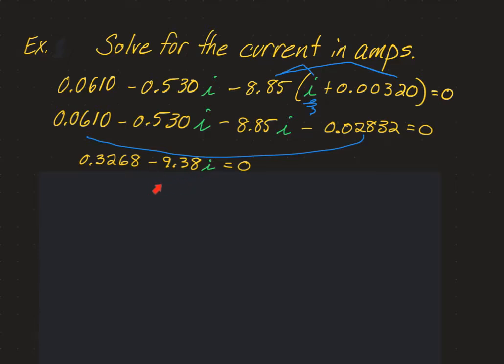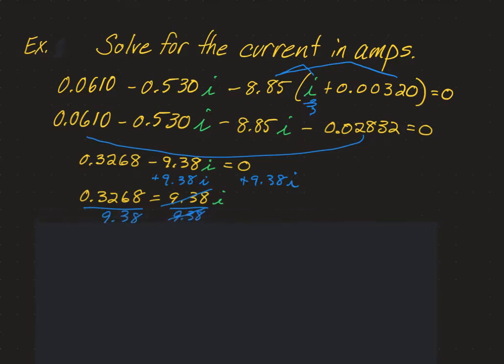Now I'm going to do something a little bit unusual because I prefer to make my variable positive as soon as I can. So instead of moving everything but the variable to the right-hand side, I'm going to move the variable. I'm going to add 9.38i to both sides. Now I have my constant over here on the left, and I have 9.38i on the right. That 9.38 is multiplied by I, so I'm going to divide both sides by 9.38. I am undoing so that I can isolate this variable.